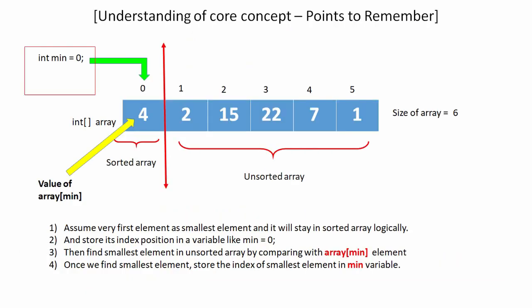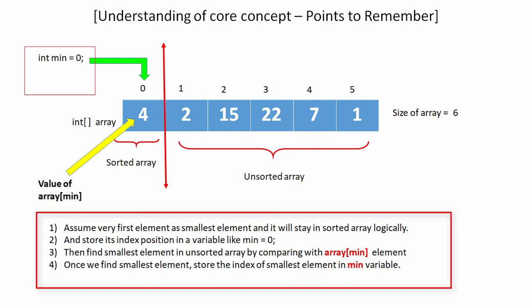As you can see, here we will understand the core concept. What are the basic 4 points that you have to remember? These points will help you to implement this algorithm in any language. So you have to remember these 4 points. This is the base, this is the soul of this algorithm. So we have a problem. We are going to sort this array in ascending order. To do this, we have to remember the first point.